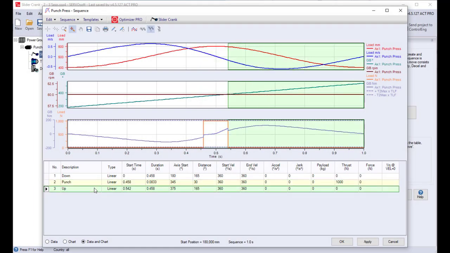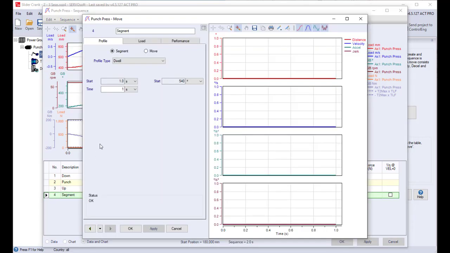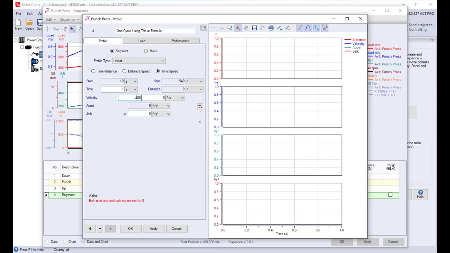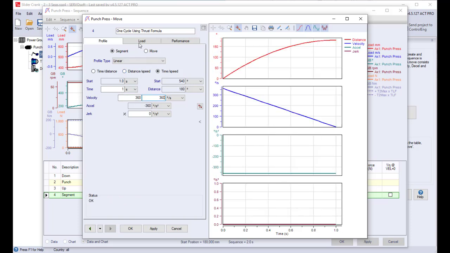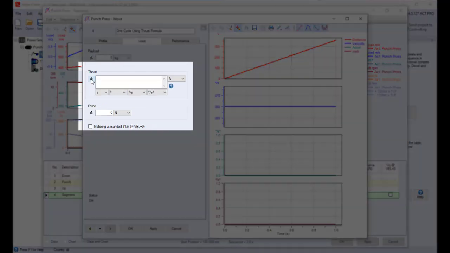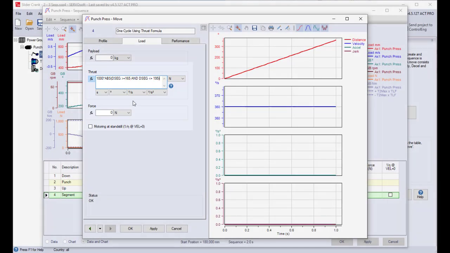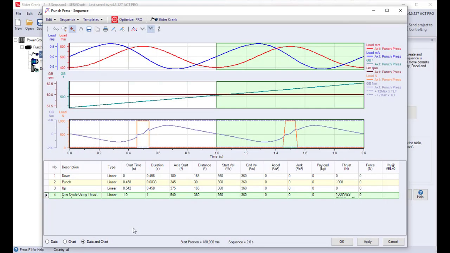Now we can take this one step further by simplifying the sequence from 3 segments down to 1, but achieving the exact same results with a thrust force. I will append one constant velocity segment, rotating 360 degrees in 1 second. Then I will use the thrust formula to apply the 1000 Newton thrust between 165 and 195 degrees. As you can see, the 4th segment using the thrust formula is identical to the first 3 segments.